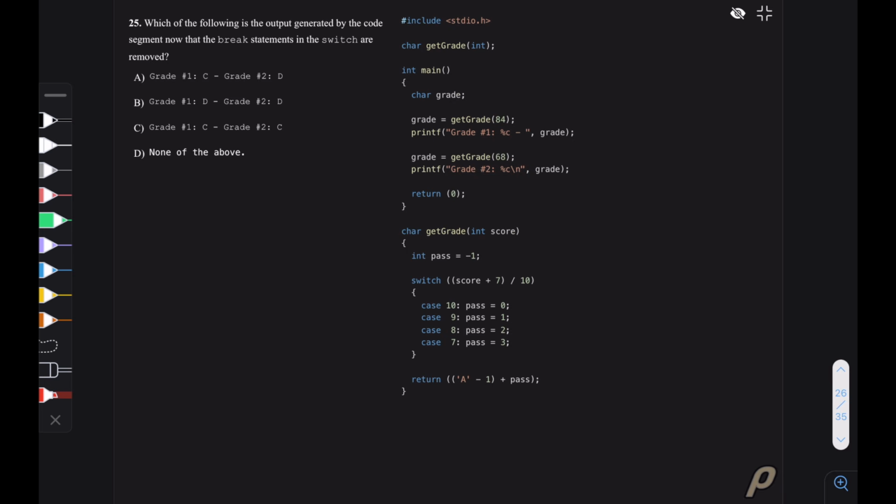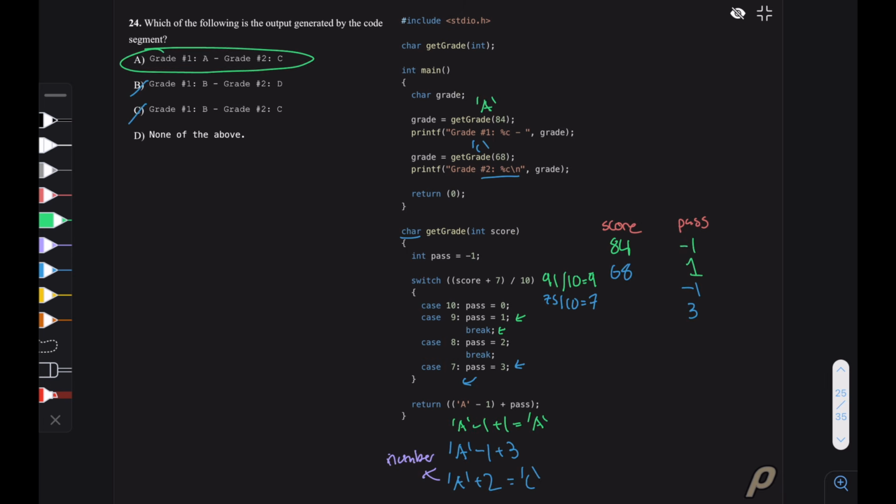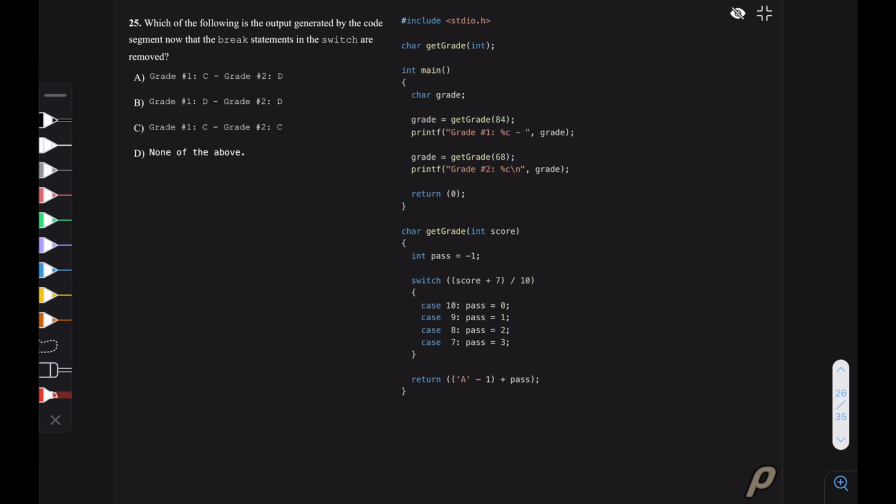Which of the following is the output generated by the code segment now that the break statements in the switch are removed? Oh boy, so if we look here, before we had these breaks right here and right here. Now they're gone, right? We no longer have them. So how is that going to change what we get? So let's track through it. Let's see what happens.